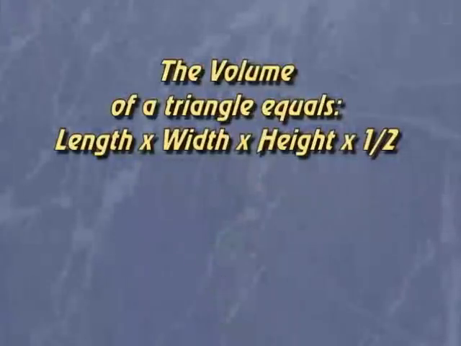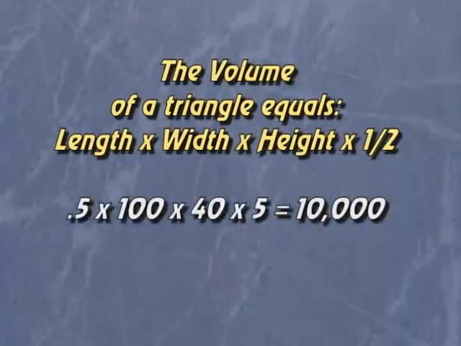Now we need to go to the volume taken in by the roof. Since we have a triangle at the end there, we have a slightly different formula. It indeed is the length times the width times the height, but because it's a triangle, we have to add in 1/2. So we would multiply 1/2, or 0.5, times 100 times 40 times 5. We should come up with an answer of 10,000 cubic feet.